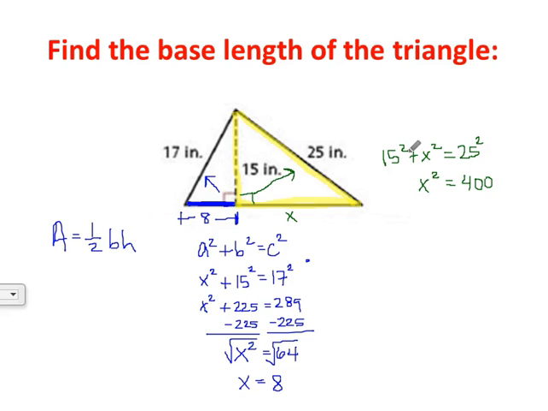I'm going to let my calculator do the work. Now we've got x squared equals 400. We need to take the inverse of squaring, which is taking the square root. The square root of 400 is 20, so x is going to equal 20. So the entire length of our base, we have now found it. From here to here is 8, and from here to here is 20.